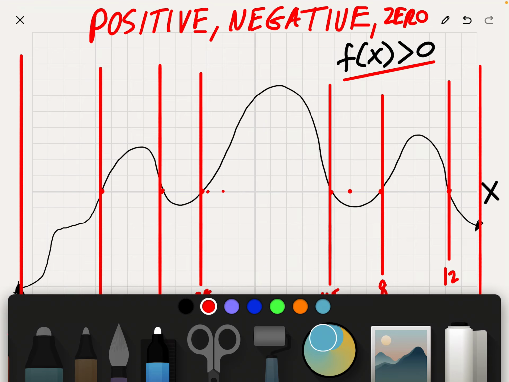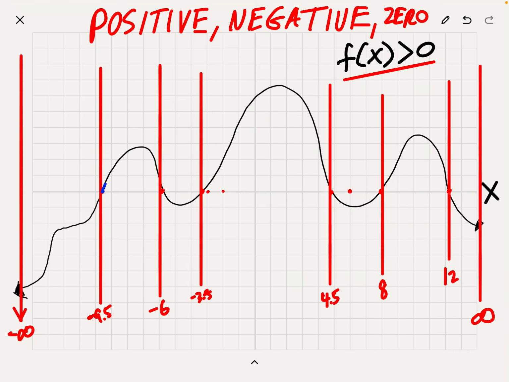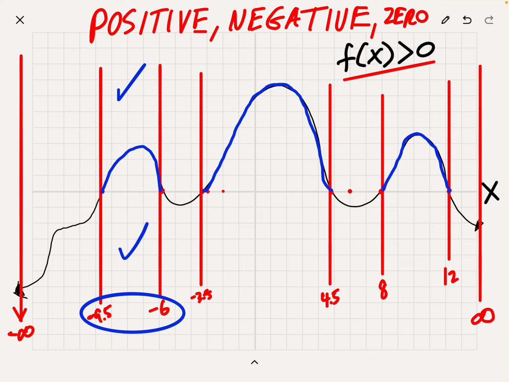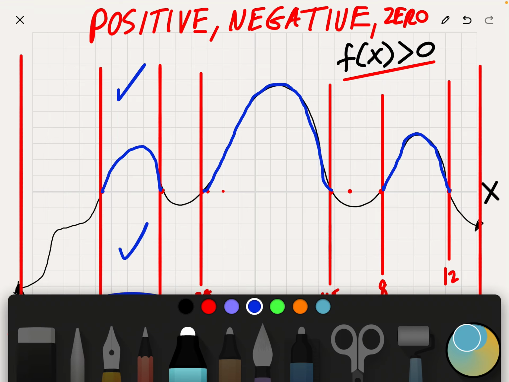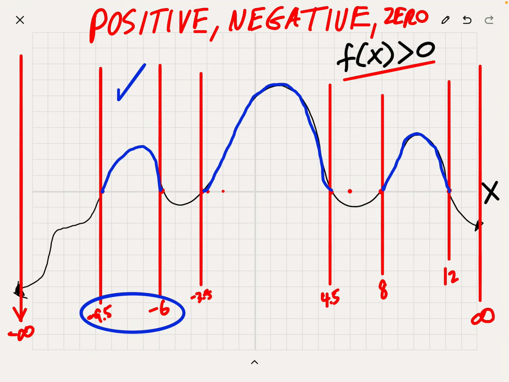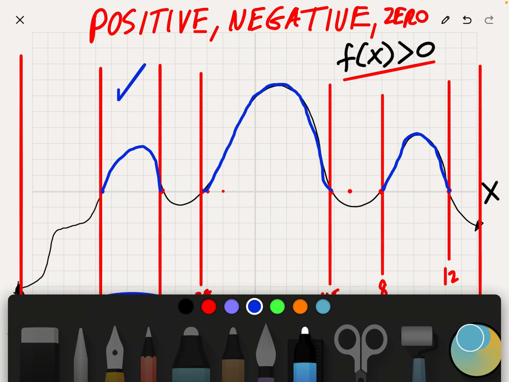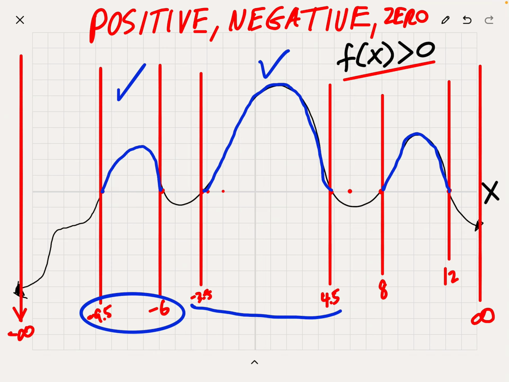Now that we've got all of our intervals, we're looking for the place where the function is greater than 0. So that would be this part right here. That would also be this part right here. And then finally, it would be this part right here. So we would just list those intervals: from -9.5 to -6. That's one place where it is positive. That's one interval. The other interval is going to be right here, and it goes from -3.5 over to 4.5, and then the last interval would be from 8 to 12.